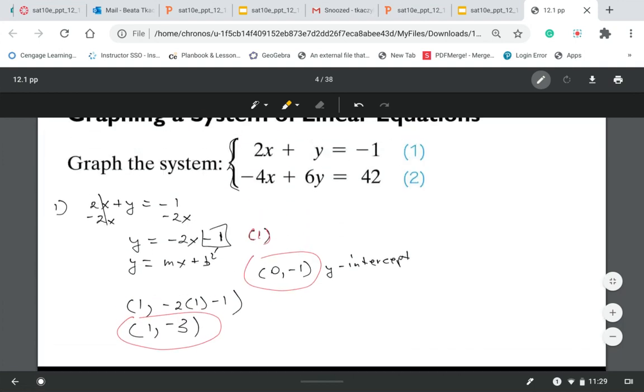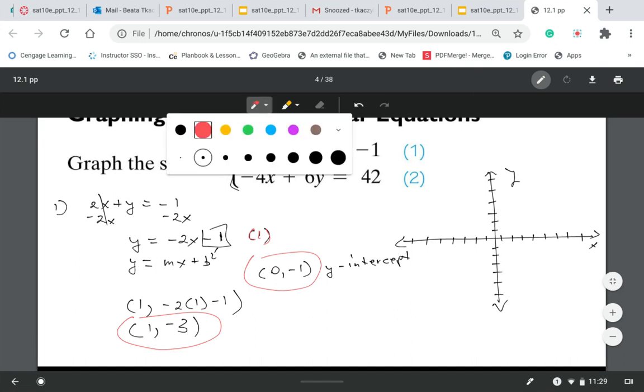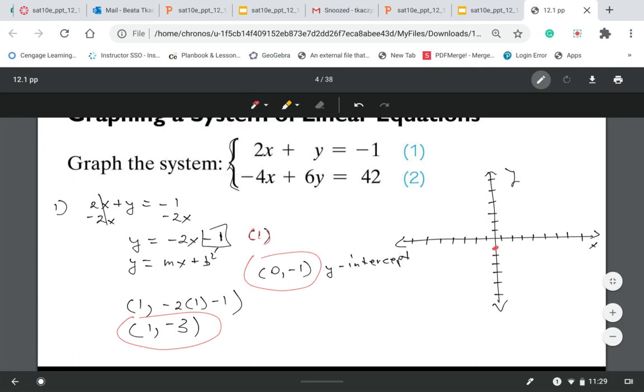This one shows you the solution, but again, let's just do the entire work. So we have x, y. Let's make a unit, so I'm counting by 1. The first one, which I have at 0 comma -1 and 1 comma -3, -1, -2, -3. So that will be the first straight line.